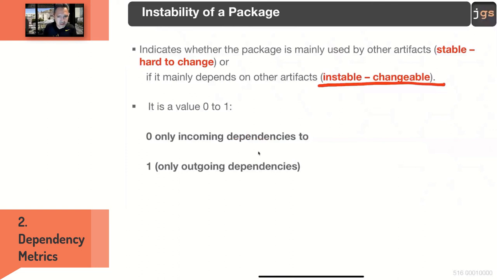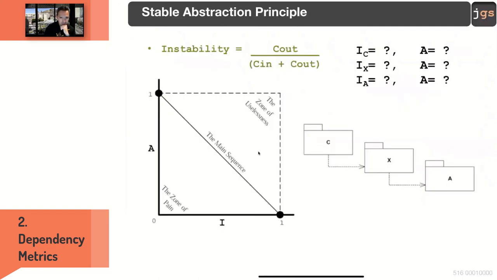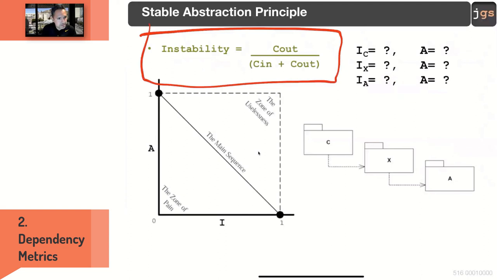We can argue about different factors. Someone had this idea of, you know what? Let's define a measure of easy or hard to change. And that measure is going to be one equation. And that one equation is going to be this equation. Stability is going to be equal to the number of outputs of the class or the package divided by the total.